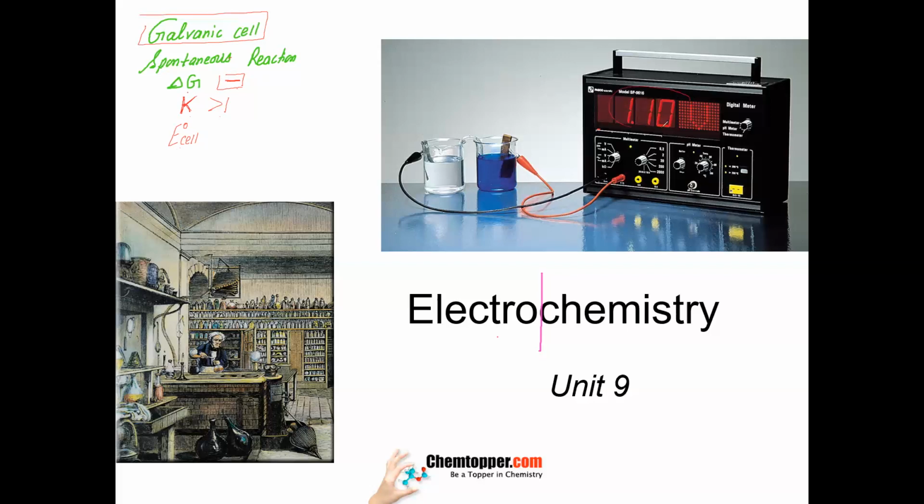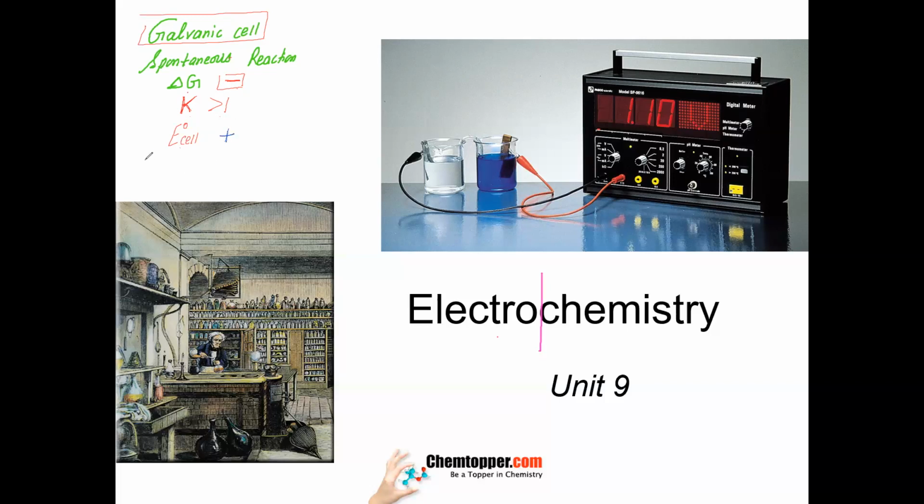You can see this value, 1.10 volt. This is the potential of this battery, this one. This is the cell potential. So we'll learn how to calculate and how to understand the cell potentials. So E naught cell for a spontaneous reaction in a galvanic cell is positive.